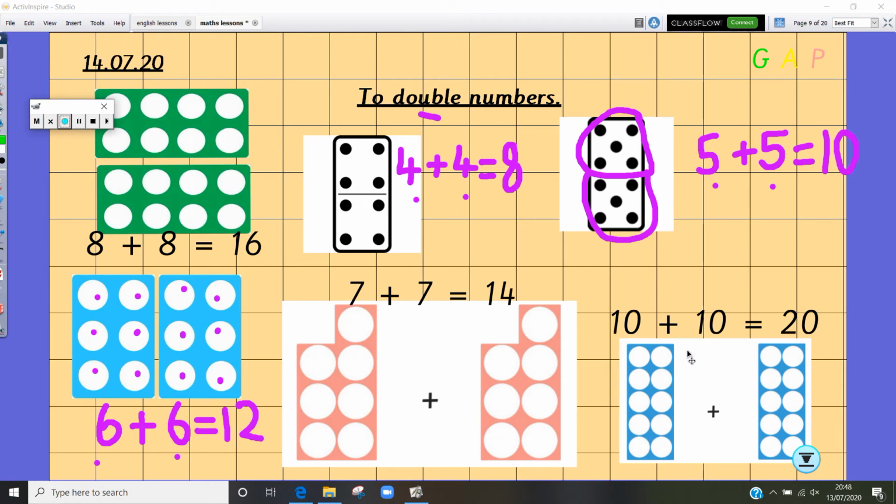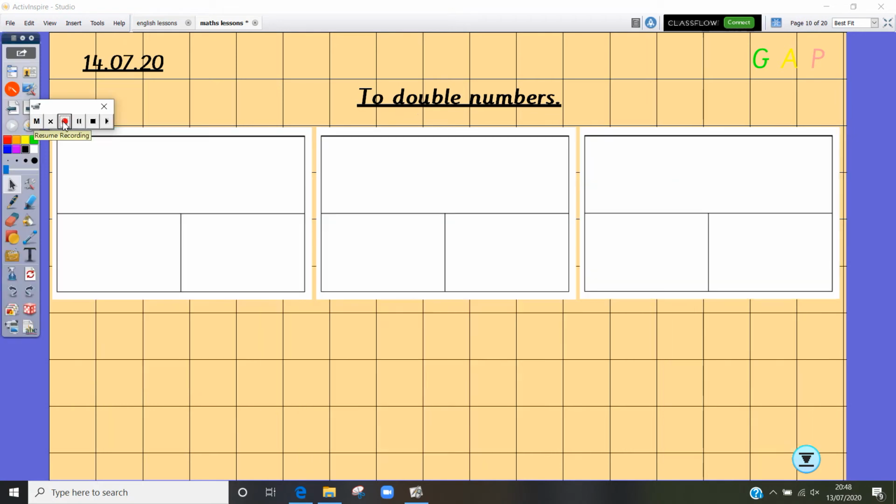And finally here, we've got double 10. So we've got a 10 piece of Numicon, and we're going to add it to another 10 piece of Numicon. When I add the two together, it totals 20. So we're going to move on to continue doubling numbers, but this time we're going to do it slightly differently. We're going to do it in a bar model.